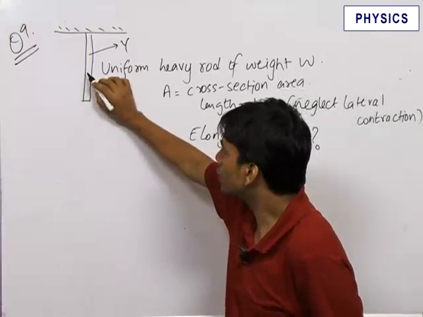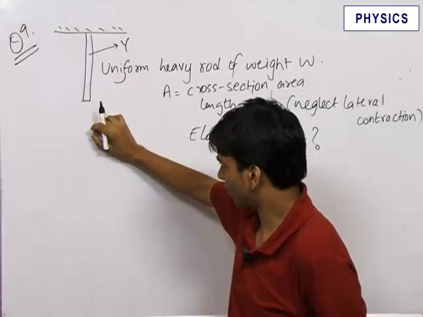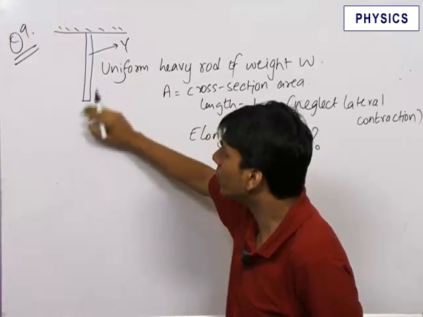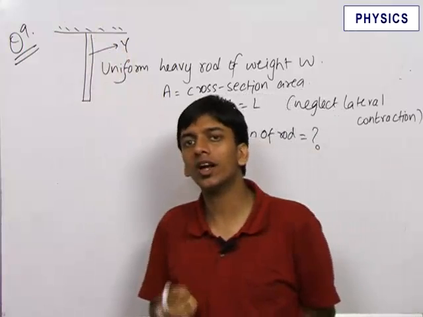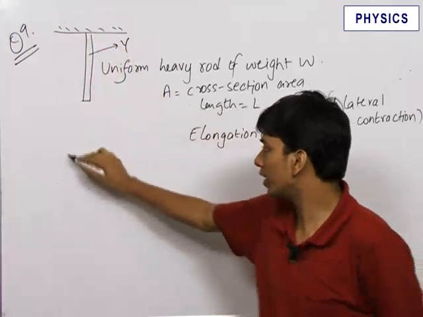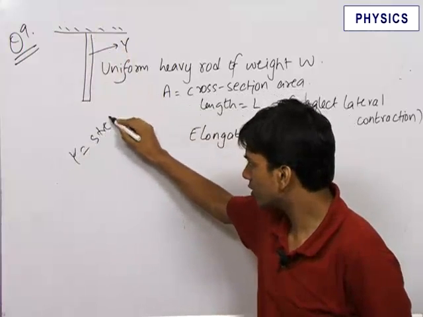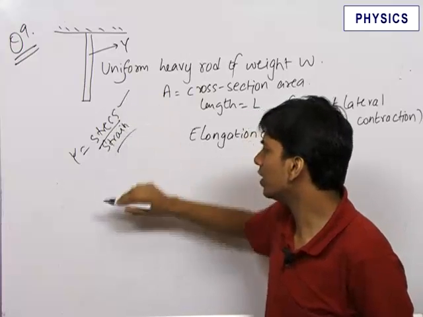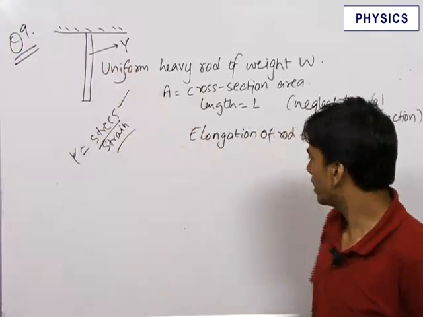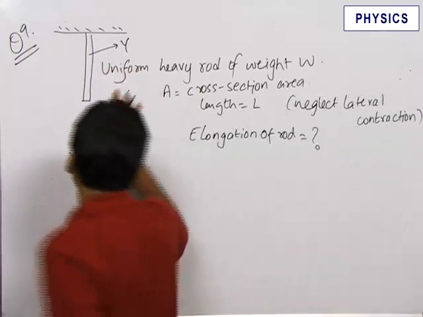With the gravitational force acting on this rod in the vertically downward direction, a tension is developed inside the rod, due to which there is a stress developed in the rod, and due to which there is a strain, by the formula Y is equal to stress upon strain. Whenever there is stress, there will also be strain, therefore the length of the rod changes. We need to find out the elongation of the rod.